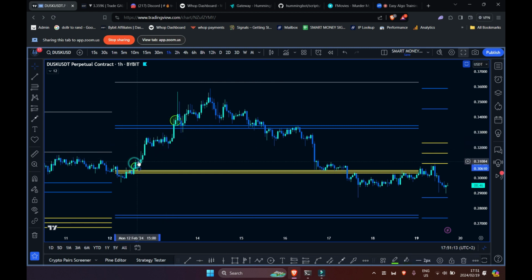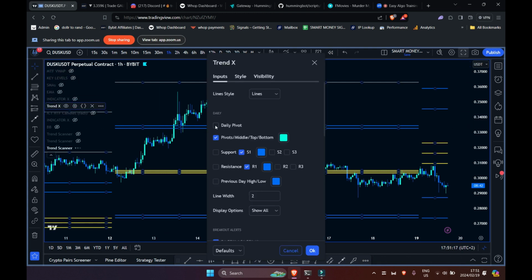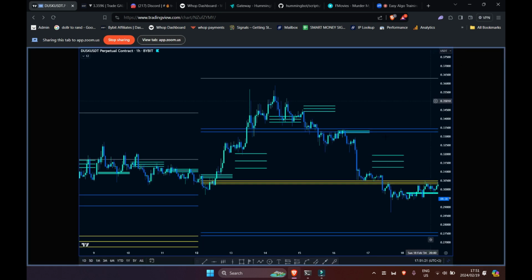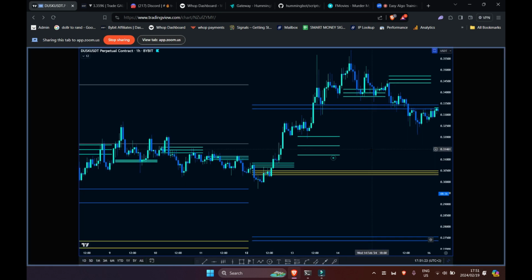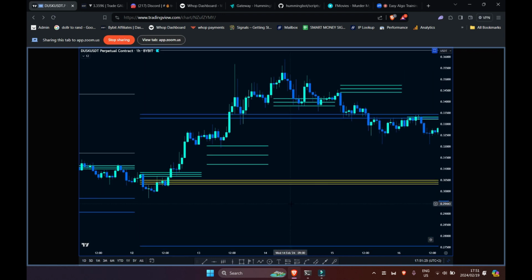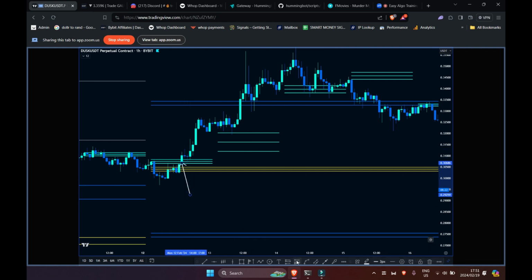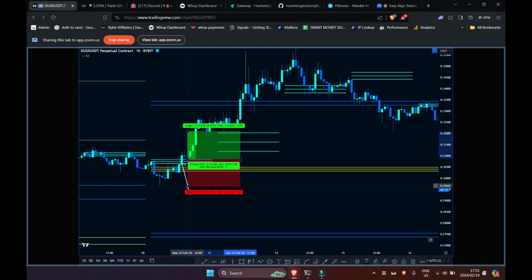Let us turn on the daily pivots now and just see how we would have interacted with those daily pivots on top of the weekly. So here we go. You can see this would have been an amazing entry. It's above the weekly pivot. It's also above the monthly pivot down here. And now it's above the daily pivot. So at this point right over here would have been our best entry.